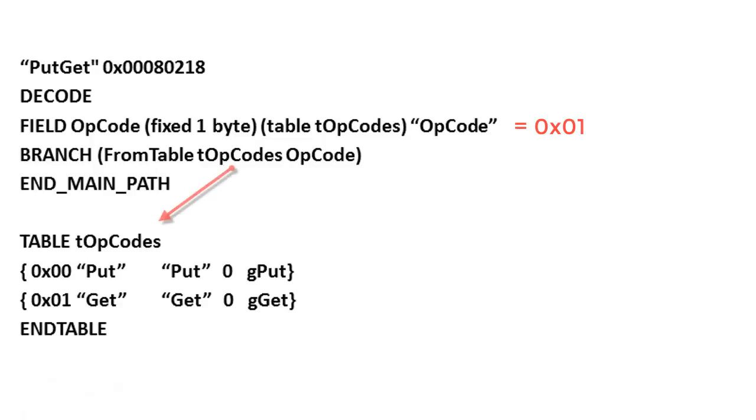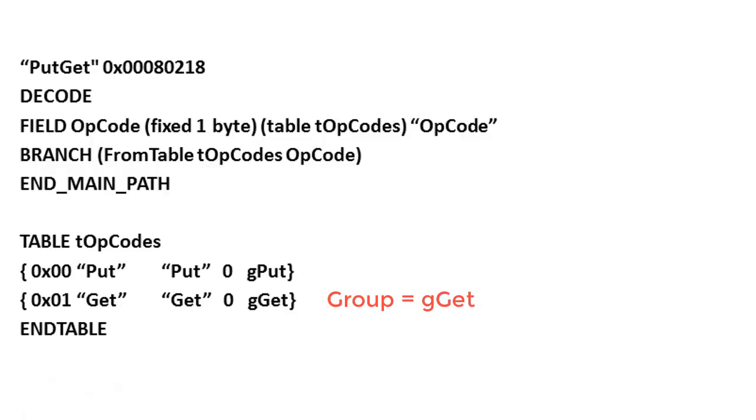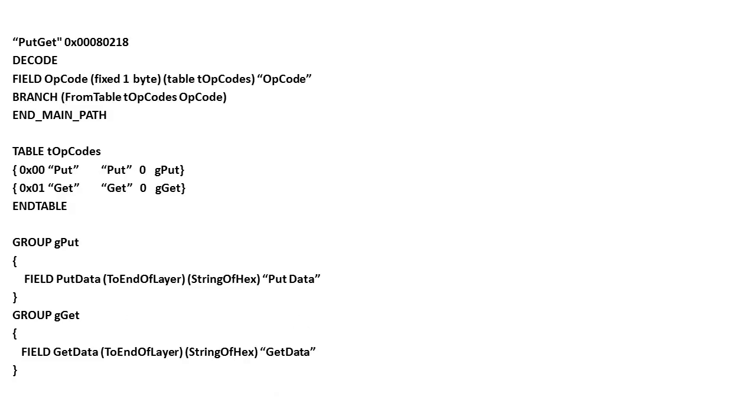when we get to the branch statement, it will use the table T opcodes and the opcode value to look up a group that will execute a function. Groups are very basic decoder script constructs and can be thought of as functions or methods. In our more useful decoder, the groups contain just field statements.